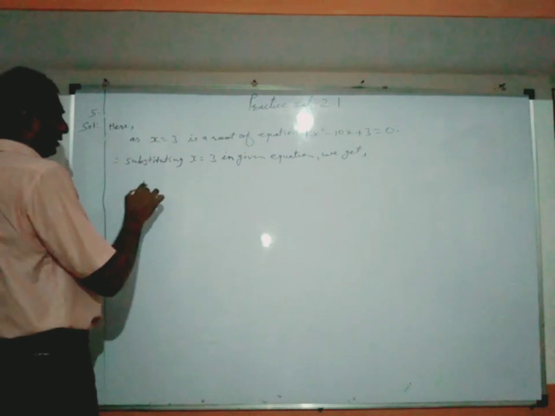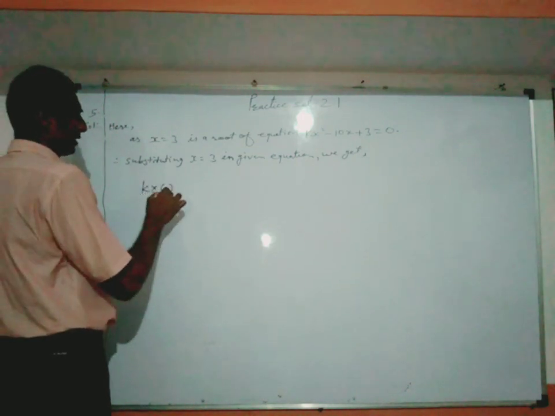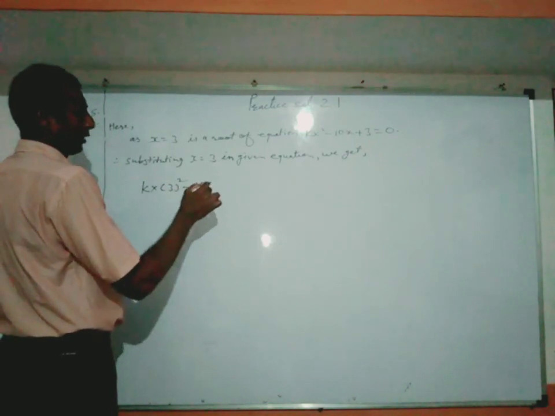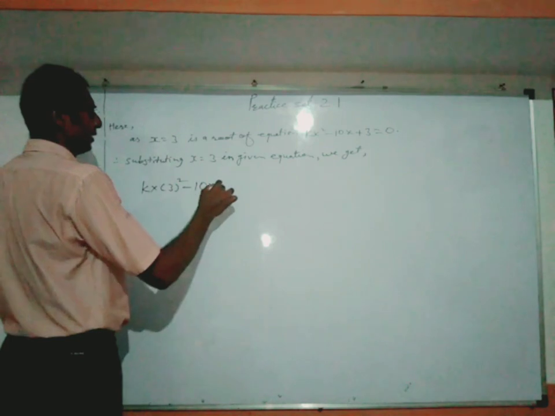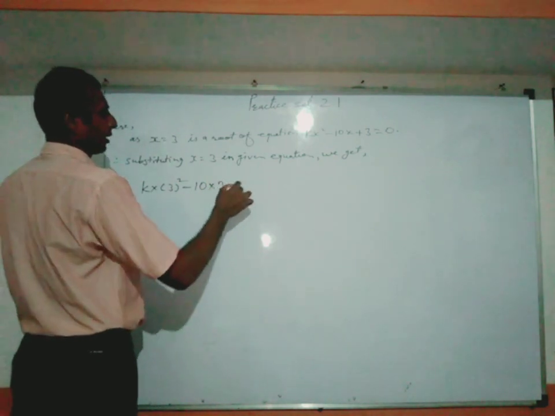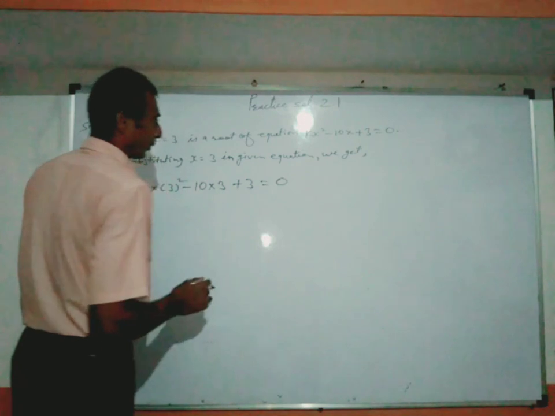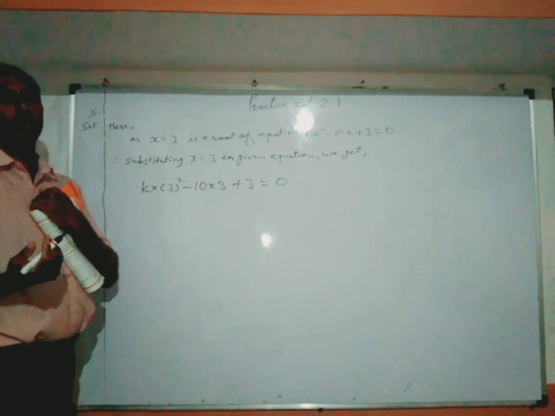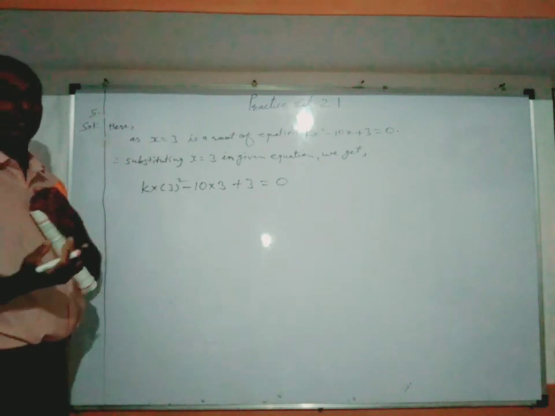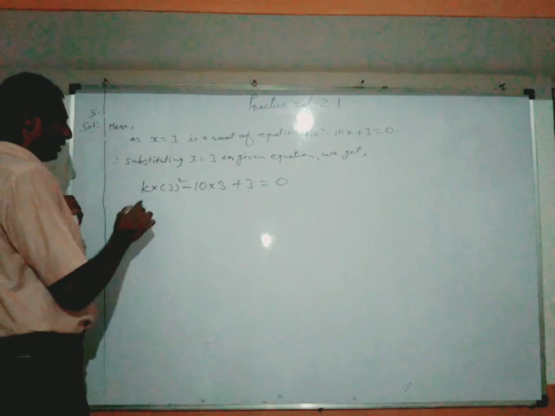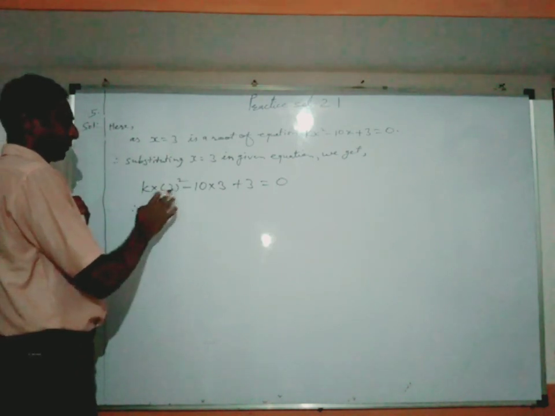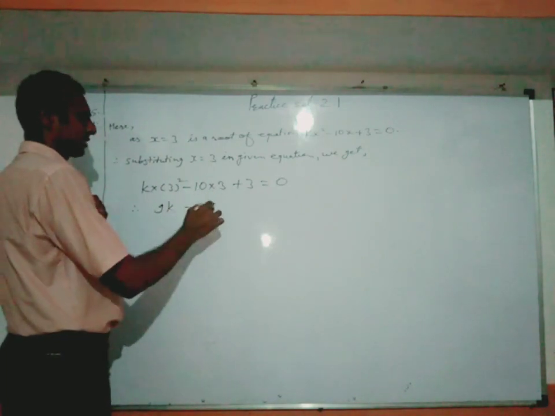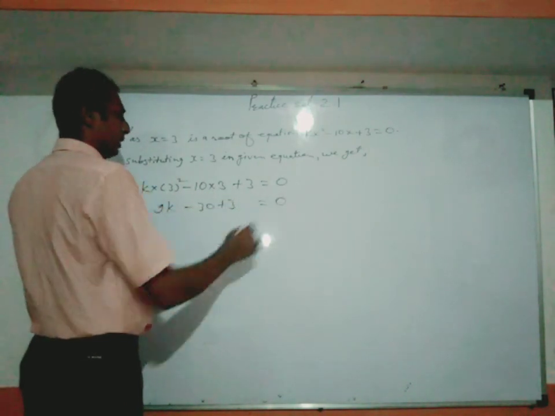We get k into x square, means k into 3 square, minus 10x means minus 10 into x, and the value of x we decided to put as 3, plus 3 equal to 0, because already he gave x equal to 3 as a root, and a root is the value of the variable which satisfies the given equation. Therefore k into square of 3 is 9, means 9k, minus 10 into 3, minus 30, plus 3 equal to 0.